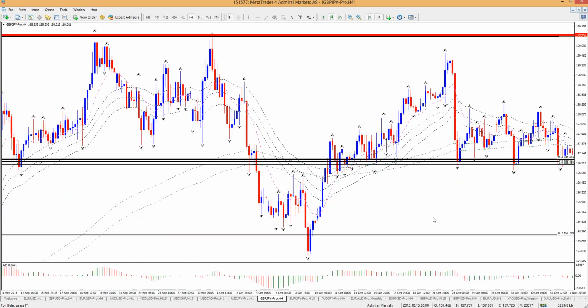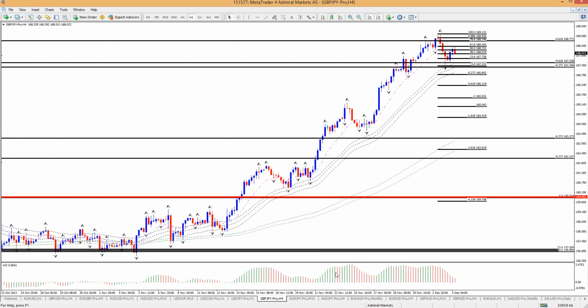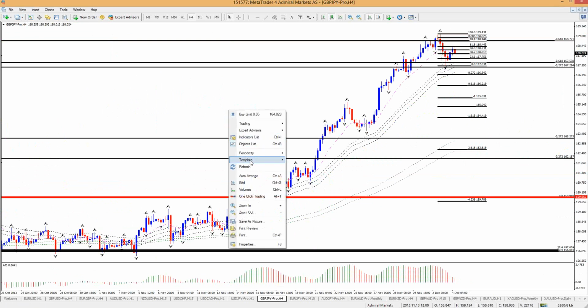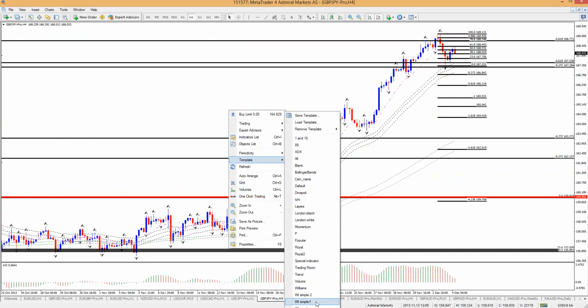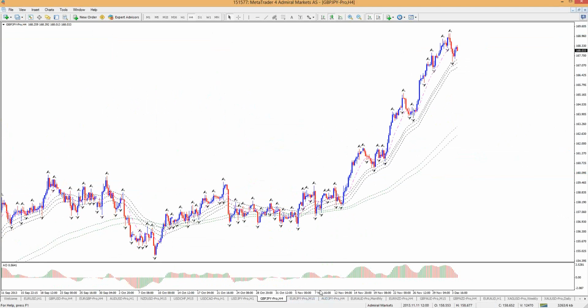We can see if we look at the 4 hour chart that, sorry for all these fibs, let me clean it up. Let me just take everything off. It must be annoying to watch this. There, that's better.